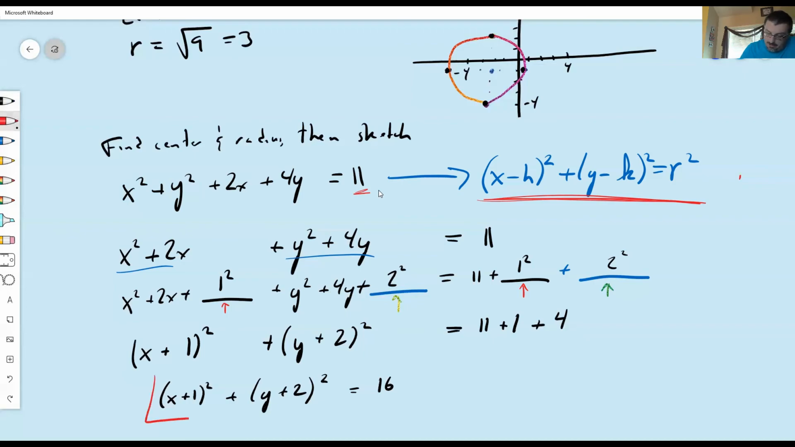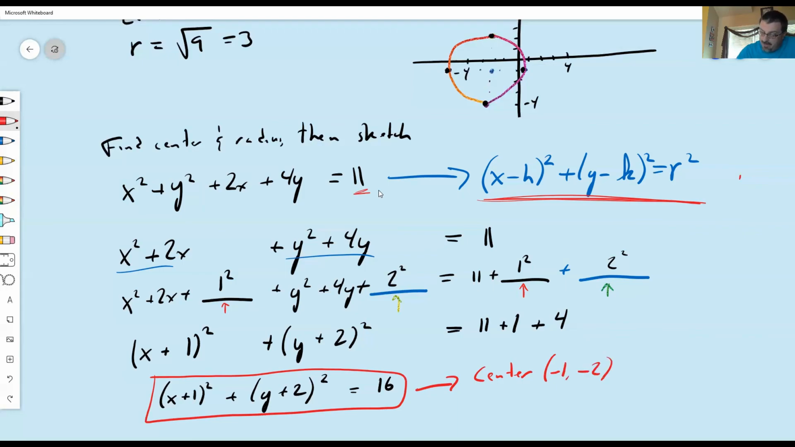This is the equation of my circle. And it has a center of (-1, -2), taking the opposite of my h and k, and a radius of square root of 16, or 4.